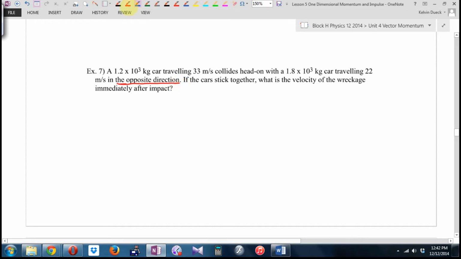If the cars stick together, what's the velocity of the wreckage immediately after the impact? Am I going to use impulse, F delta T equals delta P? No, there's a collision. You know what this is a job for? Conservation of momentum. So how did we write that? We said this. The sum of all the momentum before the collision equals the sum of all the momentum after the collision.